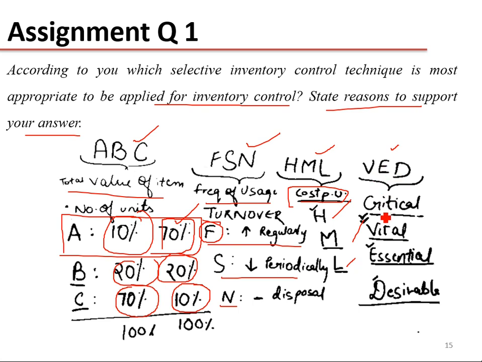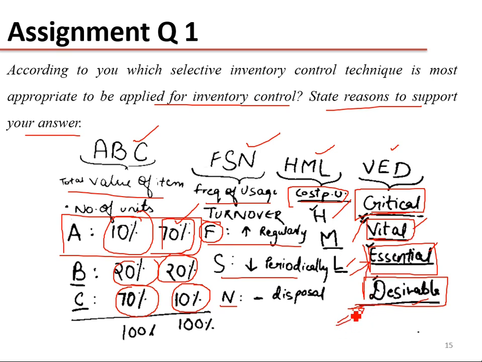In the case of VED, items are classified based upon the critical use of the particular component or part: vital, essential, and desirable. Vital means without this you cannot run the machine. Essential means if you don't have the particular component or tool, you have a very high shortage cost. And desirable means that the particular component does not affect the machine running, and the shortage cost is low.